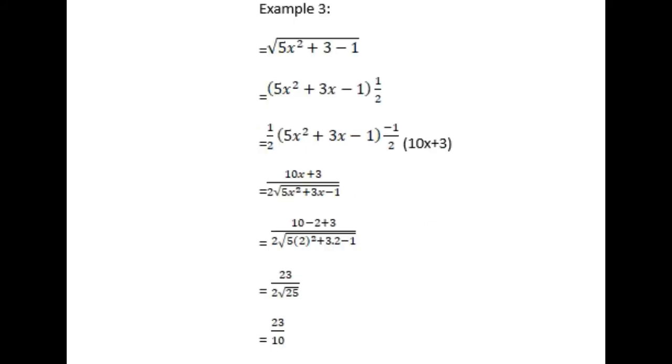Given number 3 was the square root of 5x squared plus 3x minus 1. By using the chain rule, it will become the quantity of 5x squared plus 3x minus 1 raised to the power of 1/2. The 1/2 will be moved in front. Then the power of 1/2 will be subtracted by 1. Then find the derivative of 5x squared plus 3x minus 1. So it will look like 1/2 times the quantity of 5x squared plus 3x minus 1 raised to the power of negative 1/2 times the quantity of 10x plus 3.